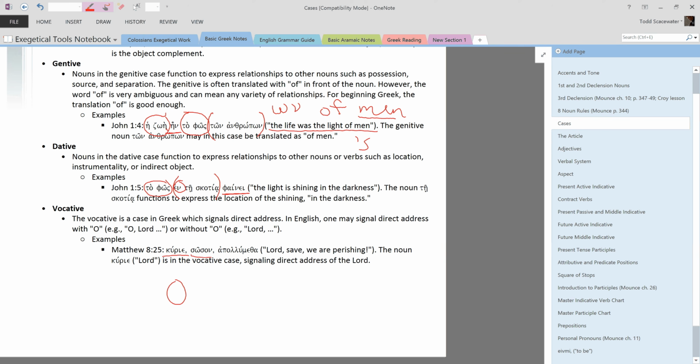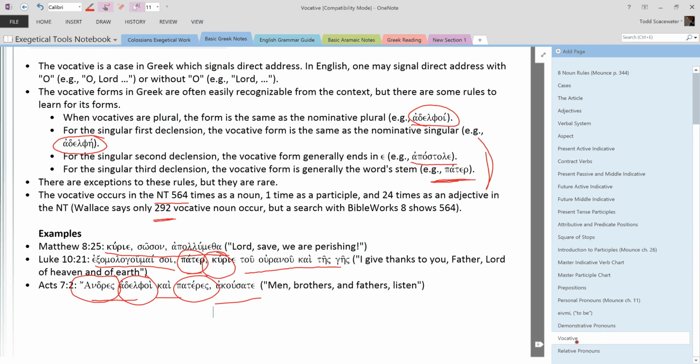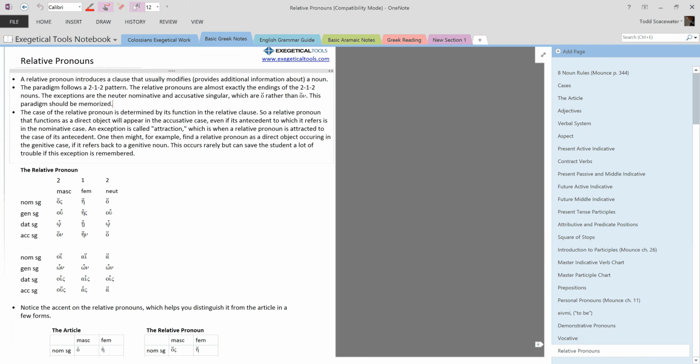Now, these first four cases are the cases whose endings and forms you're actually going to have to memorize. The vocative case is a little more rare, and you actually don't need to memorize the forms of the vocative because it's actually going to be, for the most part, recognizable from context. And I'll show you here in our vocative handout what exactly I mean.